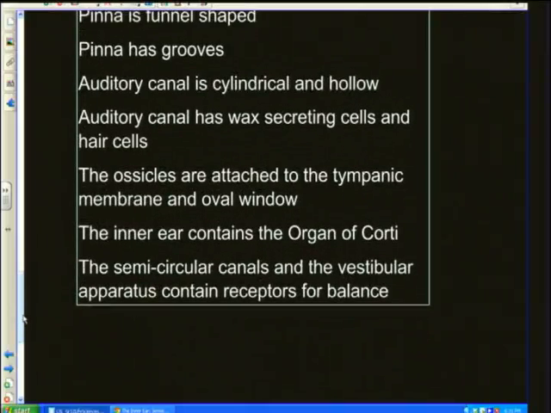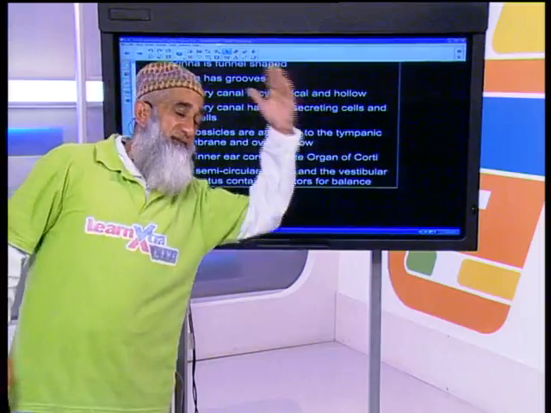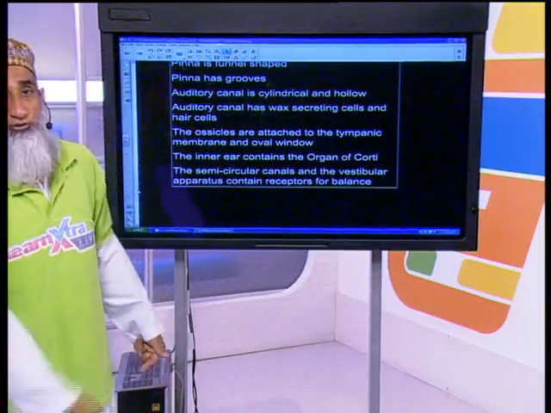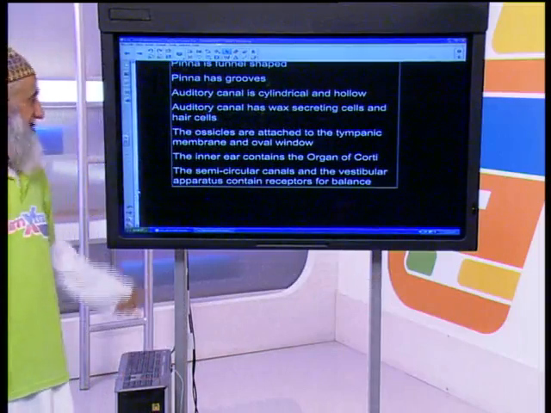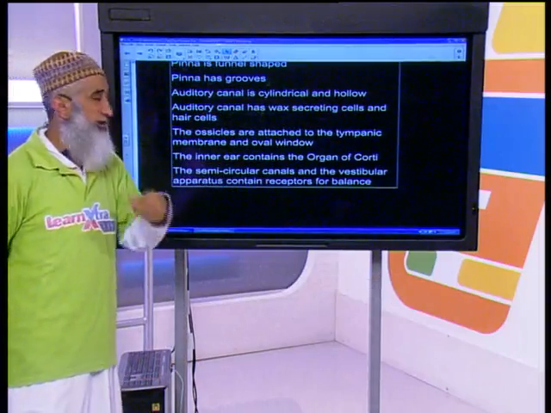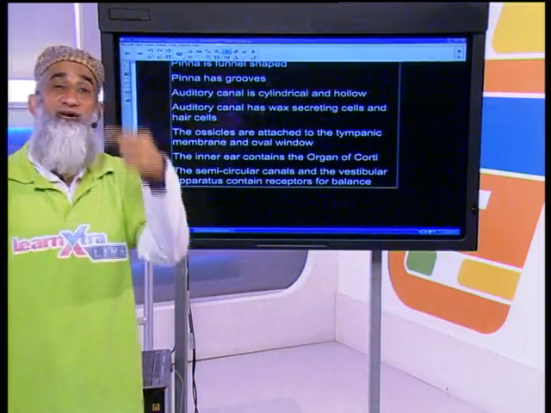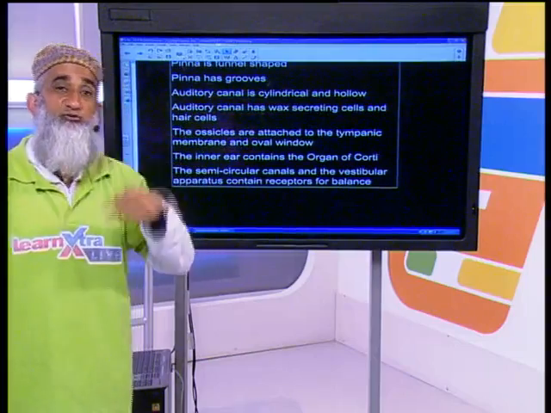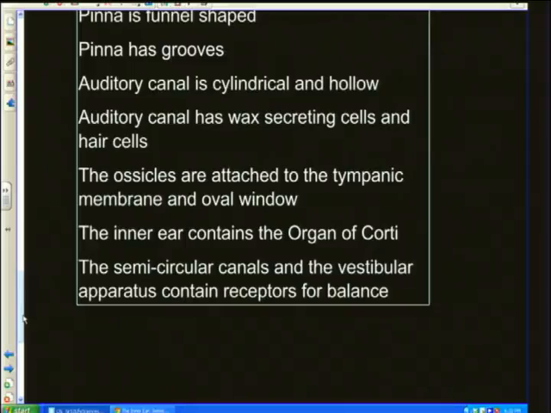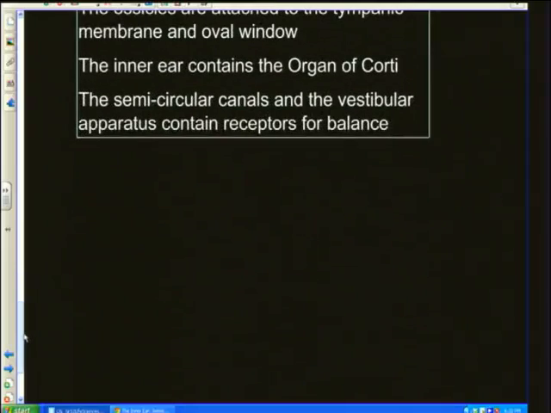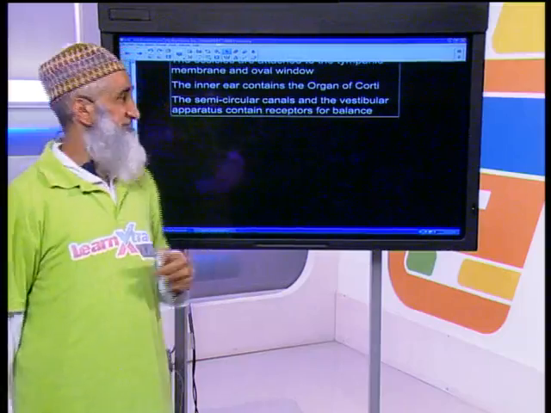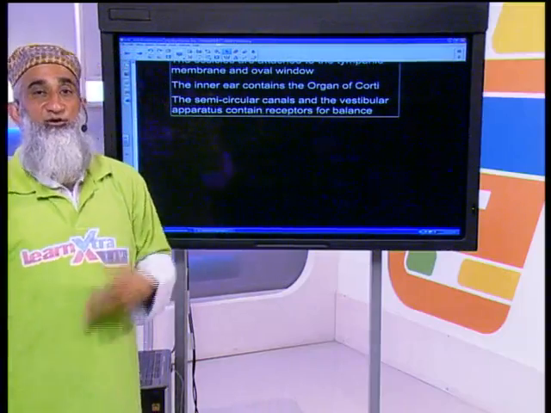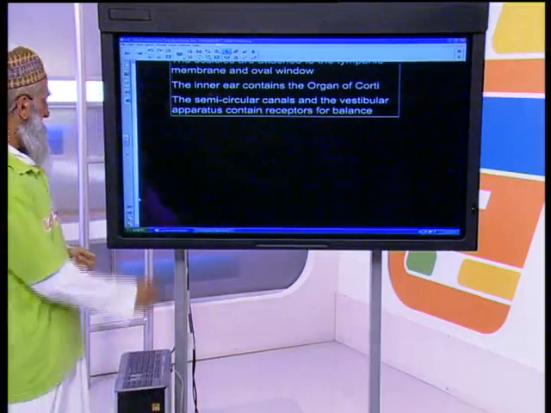These serve as protection. The ossicles are attached to the tympanic membrane and the oval window. What's so good about it? They can transmit sound waves from the tympanic membrane to the oval window and thus get sound waves into the inner ear. The inner ear contains the organ of Corti, which converts sound waves into hearing stimuli. The semicircular canals and the vestibular apparatus have receptors for balance, and therefore they will help the body to balance.